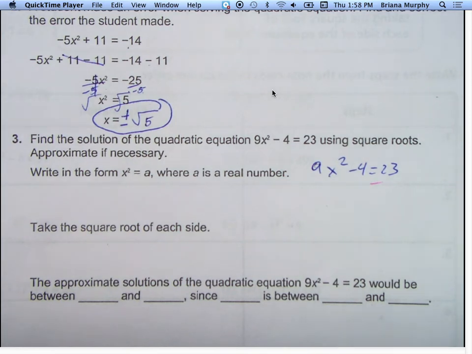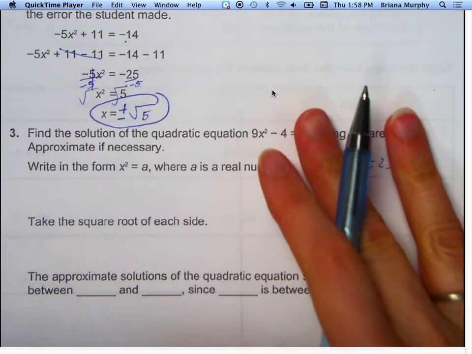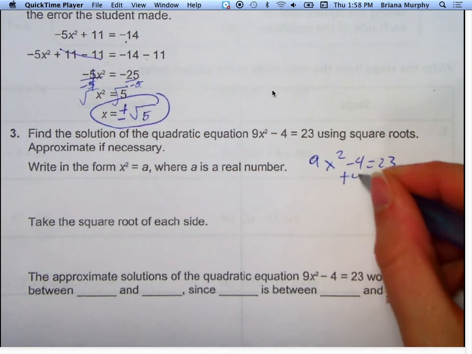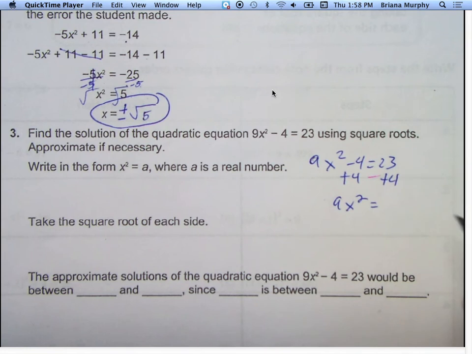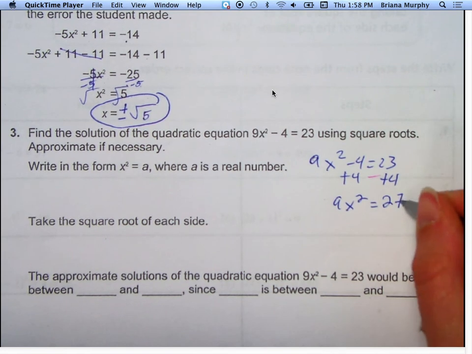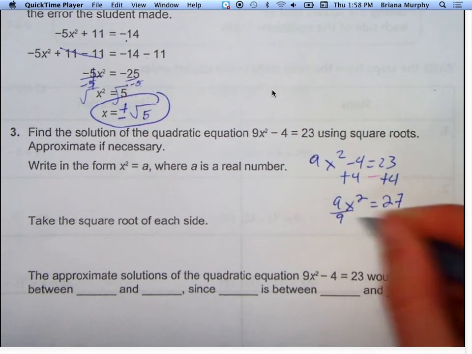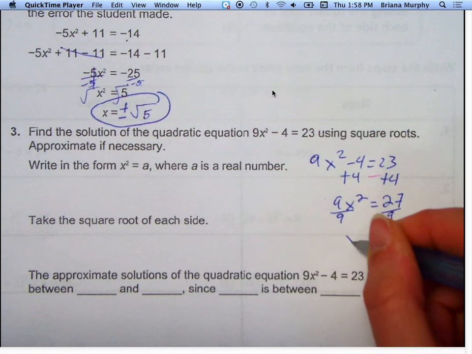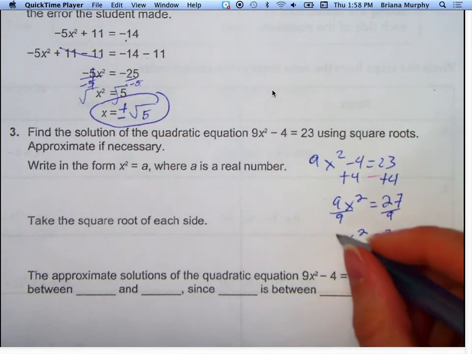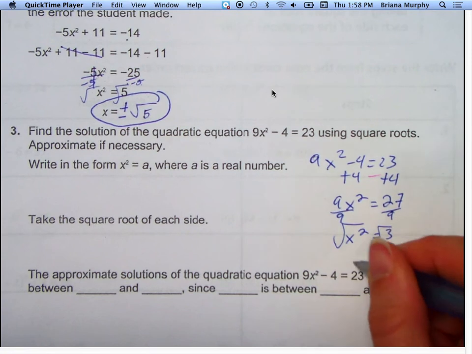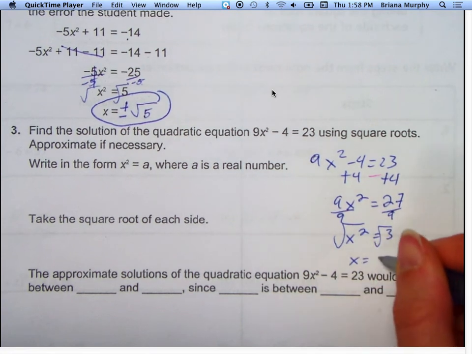Okay, guys. So what did you do first? Added 4 to both sides, and you got 9x squared equals 27. And then what did you do? Divided by 9. And you got x squared equals 3. And then what did you do? Square root. And so x equals plus or minus square root of 3.